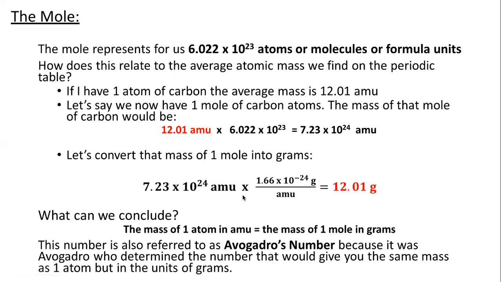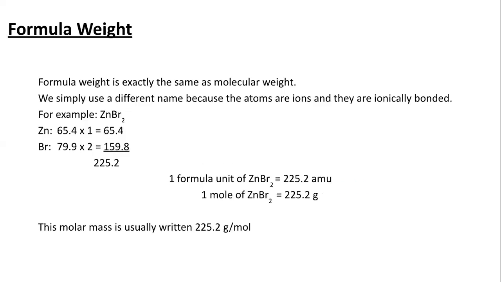So this is for an element, but we are going to be working with compounds. So now let's understand how we can assign a mass to a compound. For ionic compounds, we're going to talk about formula weight. Formula weight is exactly the same as molecular weight, which we will see on the next slide. We simply use a different name because the atoms are ions and they are ionically bonded. So when we have ionic compounds, we refer to them as formula weight. When we have covalent compounds, we refer to them as molecular weight.